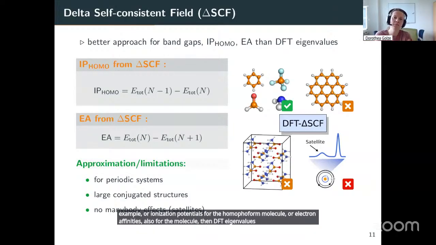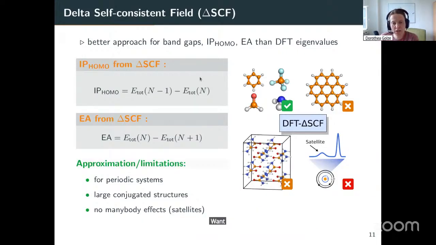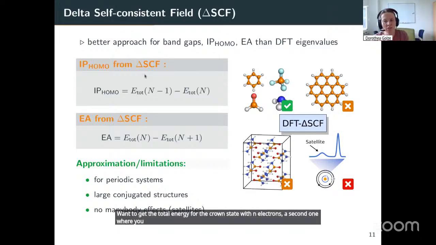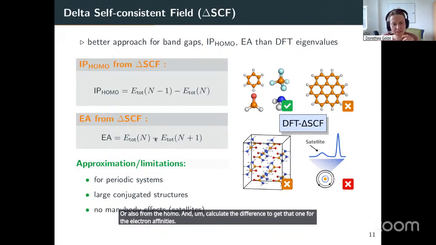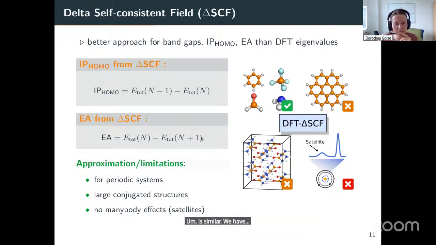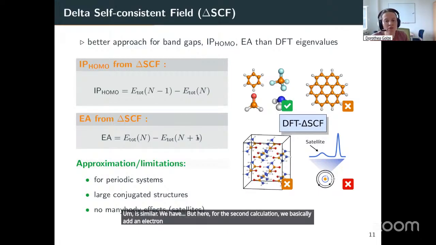So what's the idea? You perform two calculations, as already mentioned. One to get the total energy for the ground state with n electrons, a second one where you remove an electron, for example, from a 1s state, or also from the HOMO, and calculate the difference. To get the electron affinities is similar. But here for the second calculation, we basically add an electron to the system. So that's the n+1 system. Calculating the difference gives us the electron affinity.